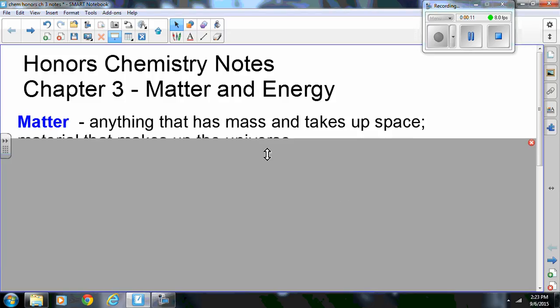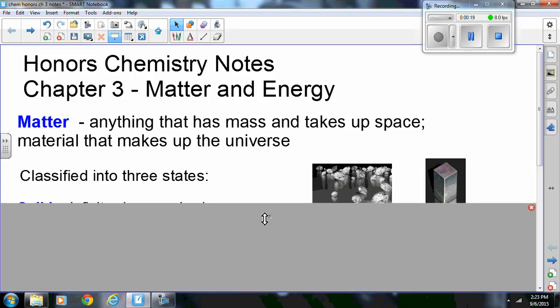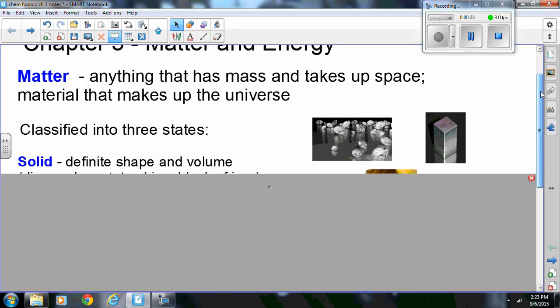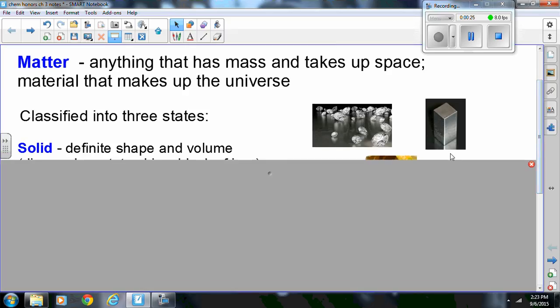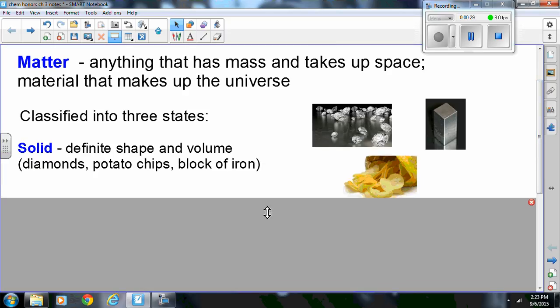First, we focus on the definition of matter, which is anything that has mass and takes up space. So it's basically the materials that make up the universe. Okay, and matter can be classified into three different states, and I think you're probably familiar with these states of matter. Okay, the first is solid, and we explain solids by having a definite shape and volume.